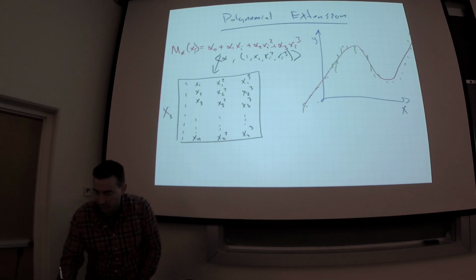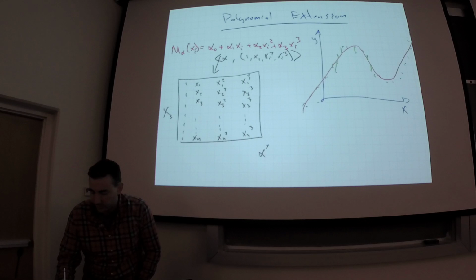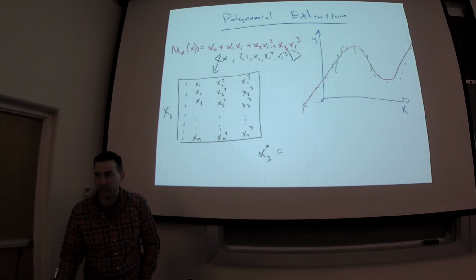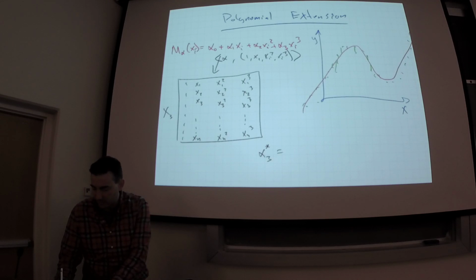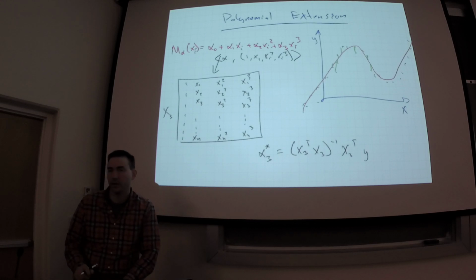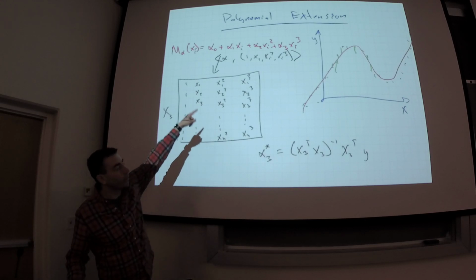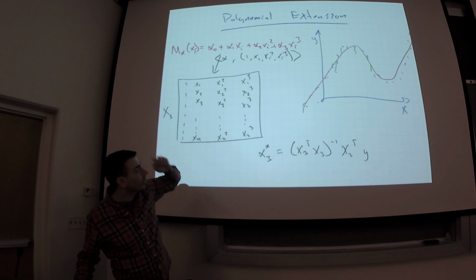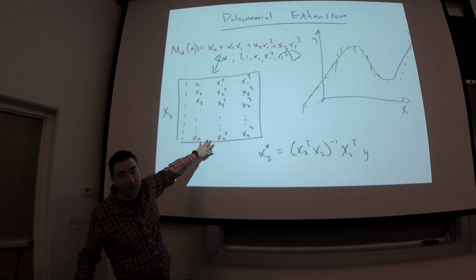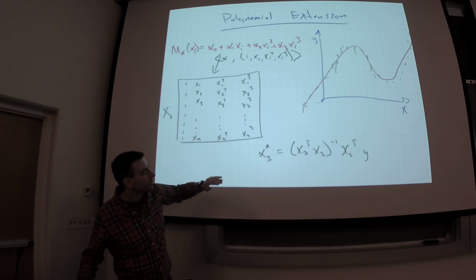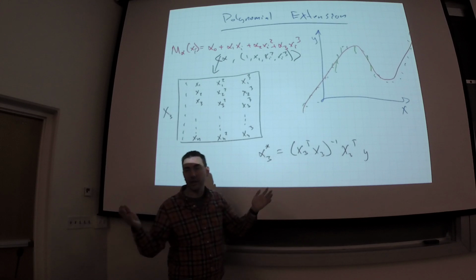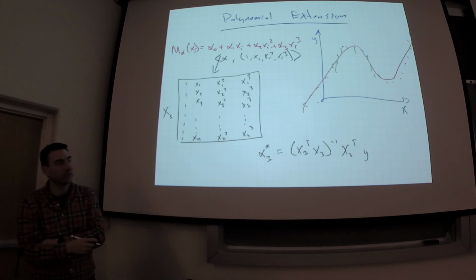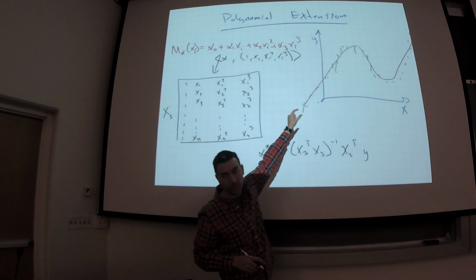So now to solve for alpha star 3 in this setting, I just have to take this matrix: X3 transpose X3, inverse, times X3 transpose Y. And this is a closed form for the polynomial version. So if I want to fit a polynomial curve, I just do this expansion into this matrix, and then I solve it the same way, and it still minimizes the sum of these squared vertical errors.